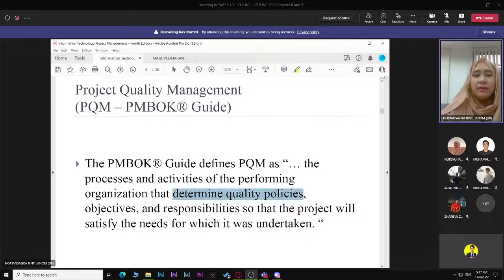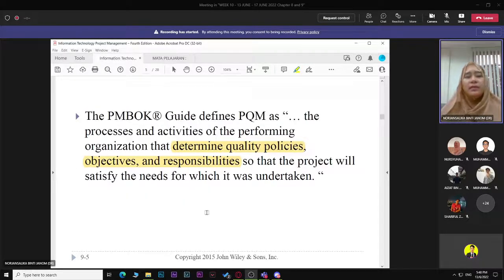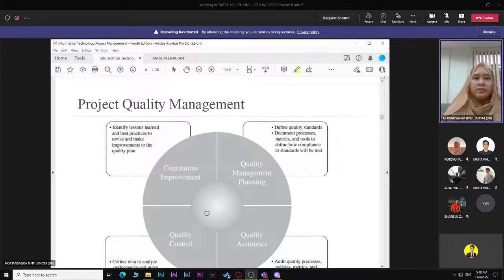And in order to do that, it will link with the quality policy, objective, and responsibility. It's not easy to be done. The quality culture must be there. Everybody in the team understands what the quality is, and it becomes a culture in the organization or in the team itself. Only then can you achieve a very good quality of the project and process in terms of responsibility, in terms of the project objective, and so on.